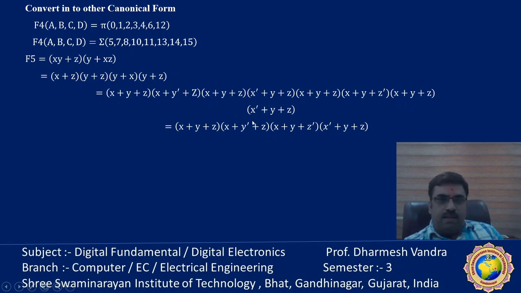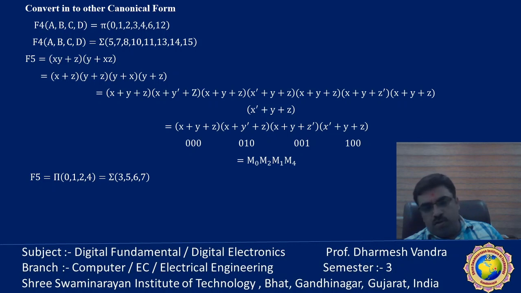X' Y Z is a repeated term. X' Y Z, X Y Z is also already concluded. X Y Z' is here already covered. X Y Z is covered and X' Y Z is also covered. So we got four max terms, and all four max terms are there: M0, M2, M1 and M4.